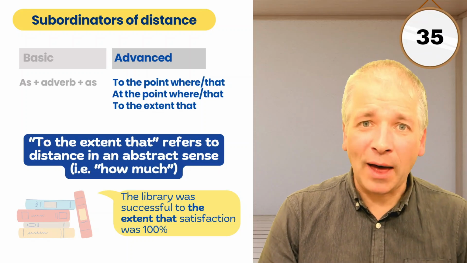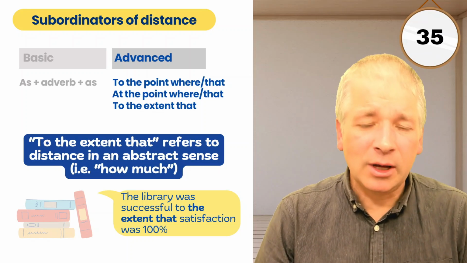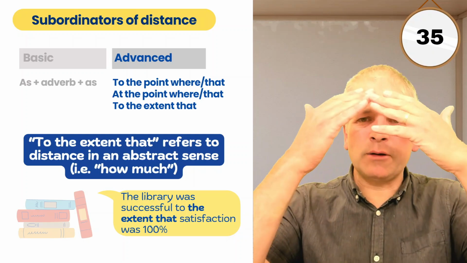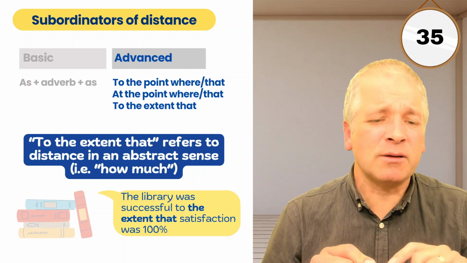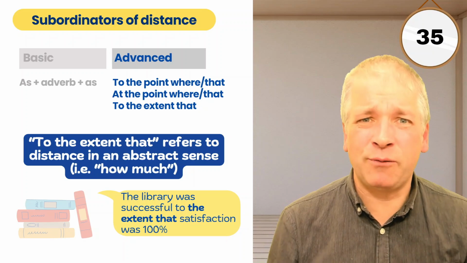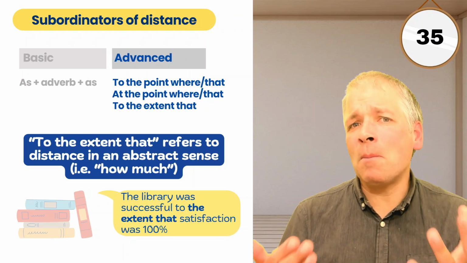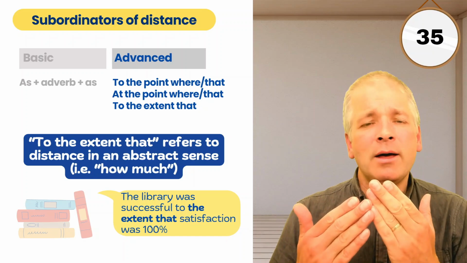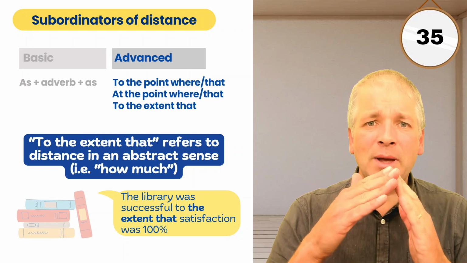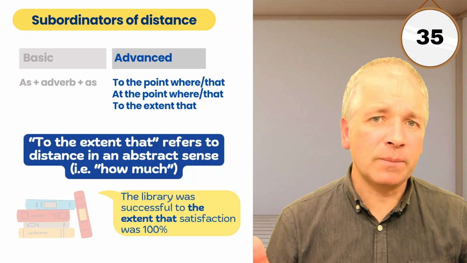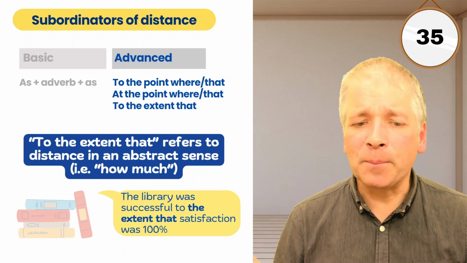To the extent that it's a little bit more abstract. It gives us this idea of distance, but in our minds, in a thinking sense. It refers to distance in more of an abstract sense. For example, we're thinking how much distance is there, not necessarily from here to another place, but from here to another concept, or here to another number.